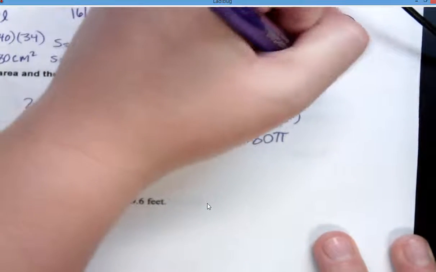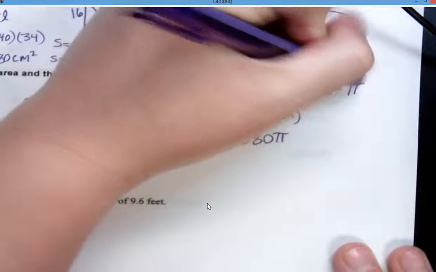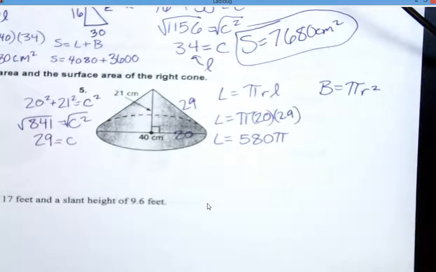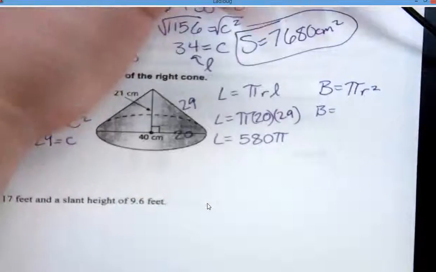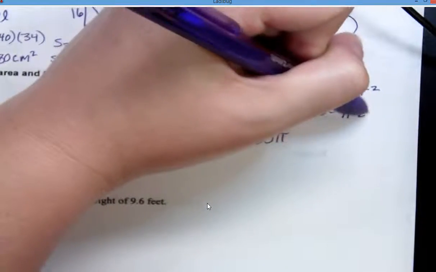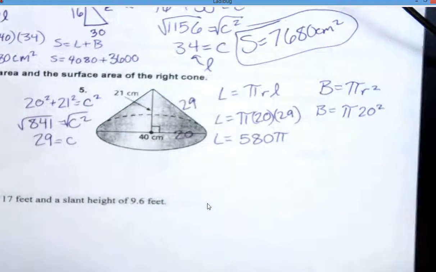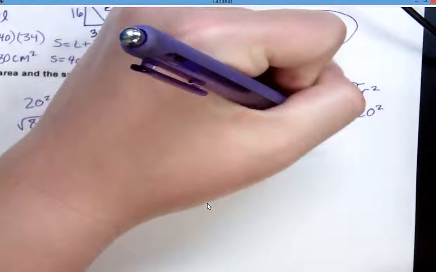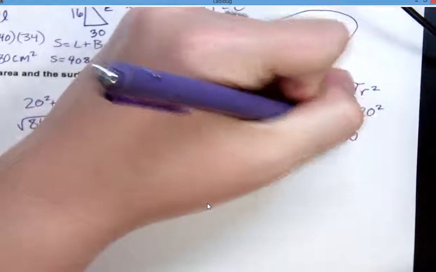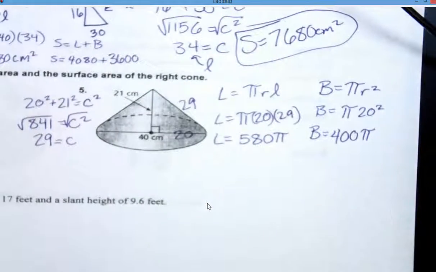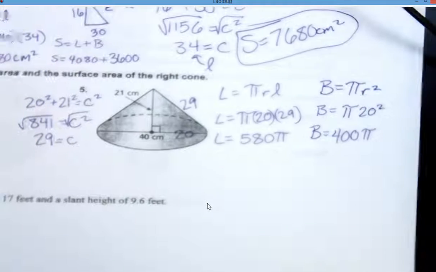Now we need the area of our base, our capital B, which is a circle, so it should be easy. Just plug the radius in. Alright, capital B, 20 squared. Do you have that memorized? You know what that is?